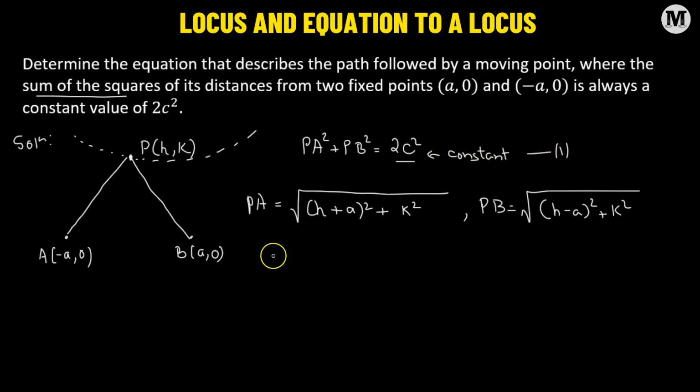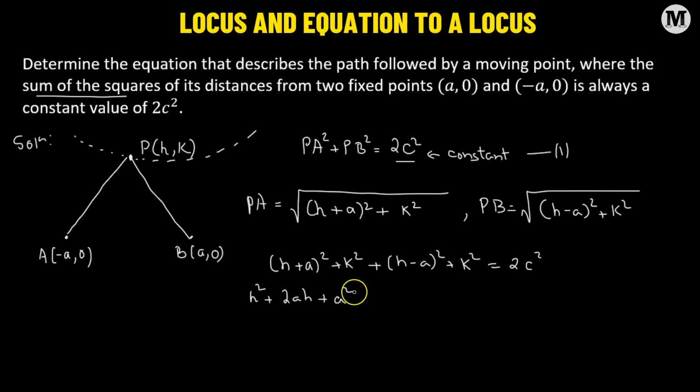So we have PA squared, so we're going to get (h plus a) whole squared plus k squared, added to (h minus a) whole squared plus k squared. This will be equal to 2c squared. Expanding (h plus a) whole squared, we're going to get h squared plus 2ah plus a squared plus k squared, plus h squared minus 2ah plus a squared plus k squared equals 2c squared.